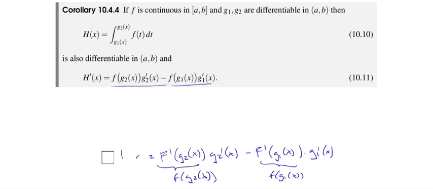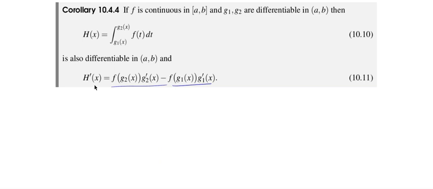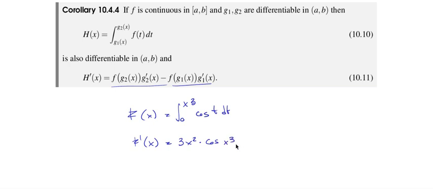One example of this is, for instance, if you have F as the integral between 0 and x cubed of the cosine of t, well, the derivative of F is going to be the derivative of x cubed, 3x squared, times the cosine of x cubed. And then minus the derivative of 0, which is 0.